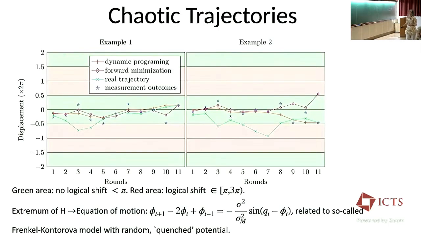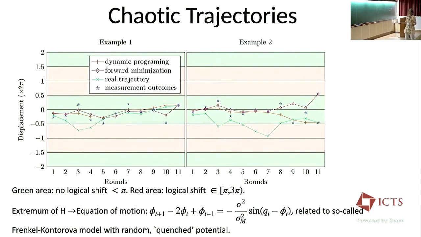All right, so what we did in this work is we took that Hamiltonian that we constructed and ran some numerics. We asked, what's the extremum, the minimum of the Hamiltonian? That gives some kind of equation of motion, and this is actually a studied model. It's called the Frenkel-Kontorova model with a random quench potential. And what is the randomness? That's these measurements. These measurements Q at time t are all just samples from this Gaussian distribution, at least including the error that comes in from the data qubit.